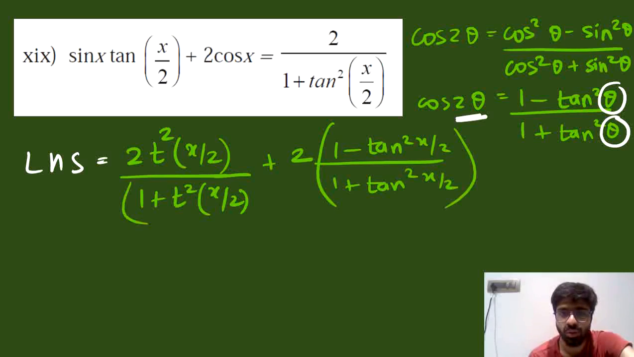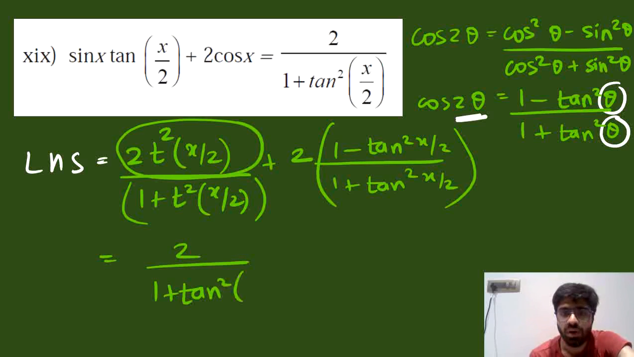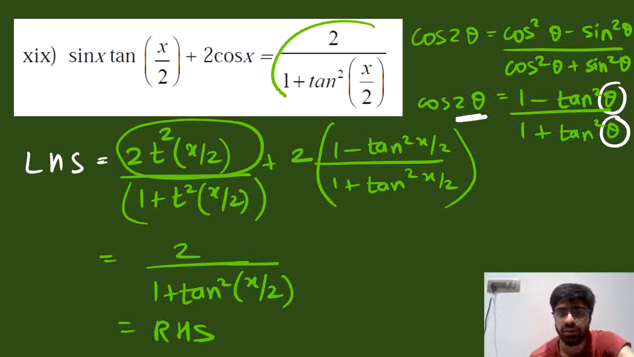Now think over it. The denominators 1 plus tan square x by 2 are same for both the terms. So you can simply club the numerators. In the numerator you have 2 tan square x by 2 plus 2 minus 2 tan square x by 2. So 2 tan square x by 2 gets cancelled and we are left with 2 upon 1 plus tan square x by 2. We can definitely simplify this a little beyond, because we can write this as sec square x by 2, which goes in the numerator and becomes cos square x by 2. But we don't have to do it because this is precisely where we have our right hand side. Okay, that's how we are proving the 19th question.